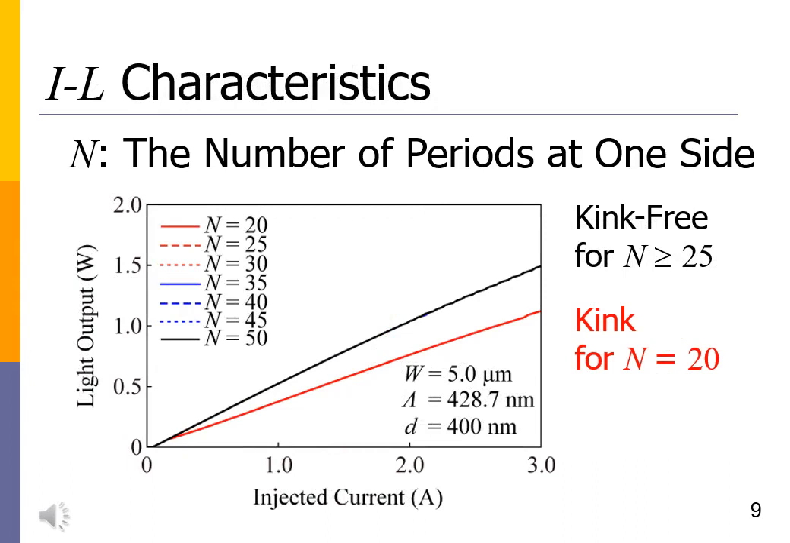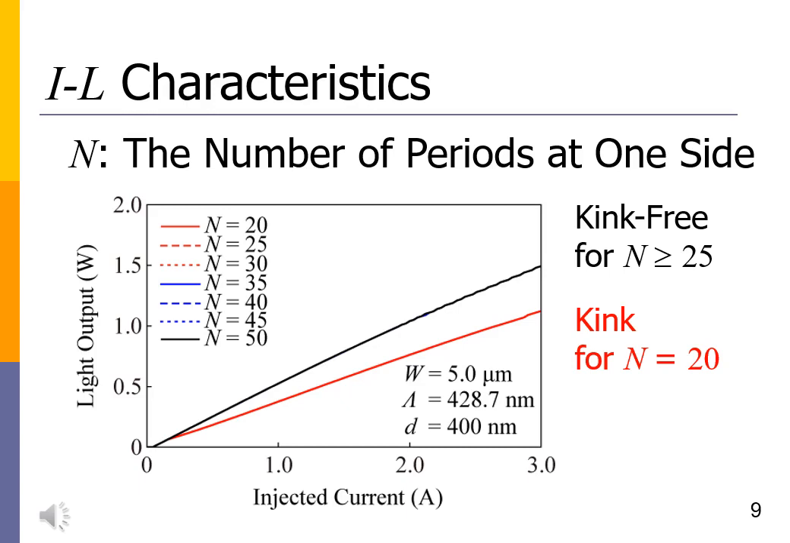This figure shows injected current versus light output curves. The parameter is the number of the grating periods n at one side of the mesa. The broken line shows the result when n is 20. The solid line shows the results when n is greater than 25. Please note that the IL curves when n is greater than 25 are overlapped.